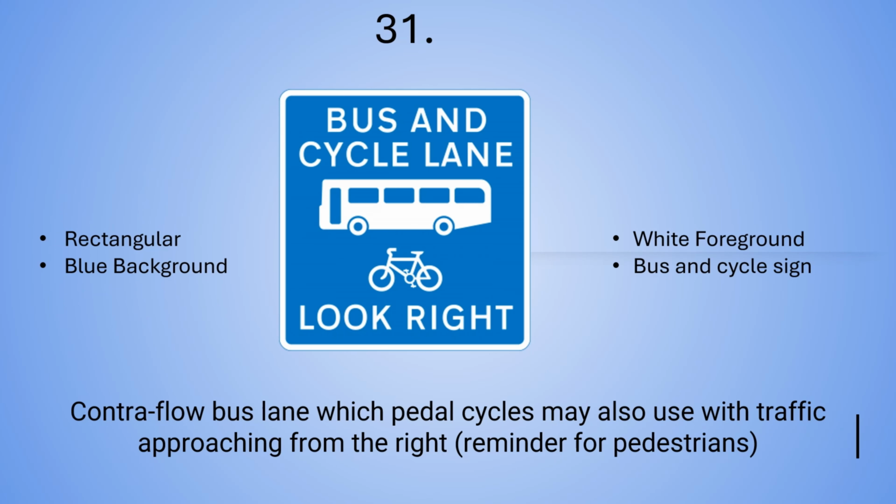The next sign means contraflow bus lane which pedal cycles may also use with traffic approaching from the right. Reminder for pedestrians. The sign is rectangular in shape on a blue background and a white foreground, and it's a bus and cycle sign. So both buses and cycles can use this, but you as a pedestrian would need to look right.